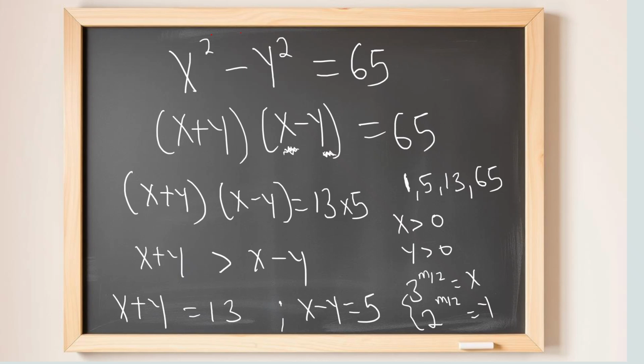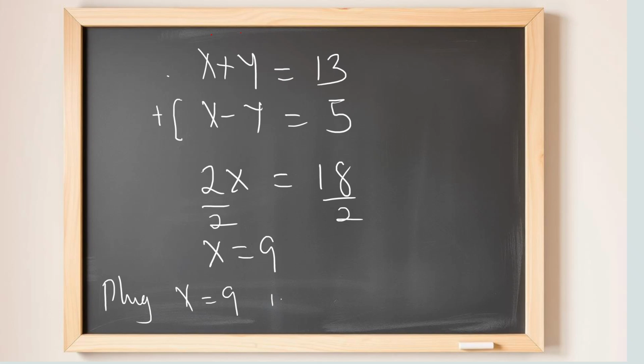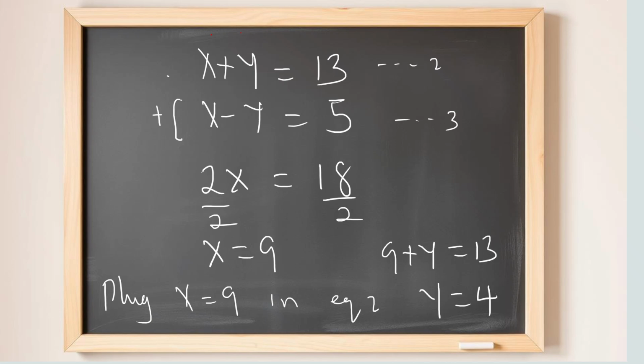Now, solving simultaneously, we have x plus y equal to 13 and x minus y equal to 5. Solving this using the elimination method, or by adding both sides, we have 2x equals 18. Dividing both sides by the coefficient of x, we get x equals 9. Now, plug in x equals 9 in, let me call this equation 2, and this equation 3. In equation 2, we have 9 plus y is 13. By solving, y is going to be equal to 4.